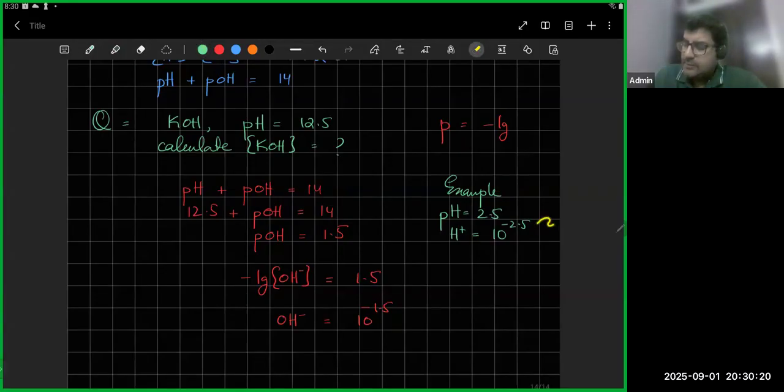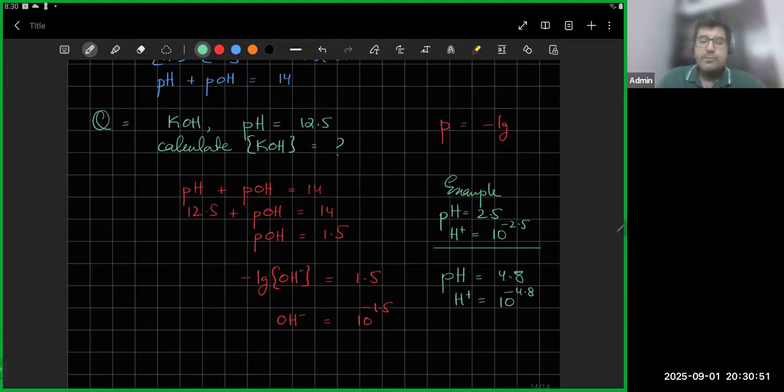Vice versa, if somebody is trying to calculate the pH, then either input it into the calculator, okay? But the inverse, make sure you understand what the inverse is. If somebody says your pH is 4.8, then that would mean the H plus concentration is 10 to the power minus 4.8. Okay, so make sure you remember that. So if somebody says your pOH is 1.5, learn how to go back to your OH concentration.